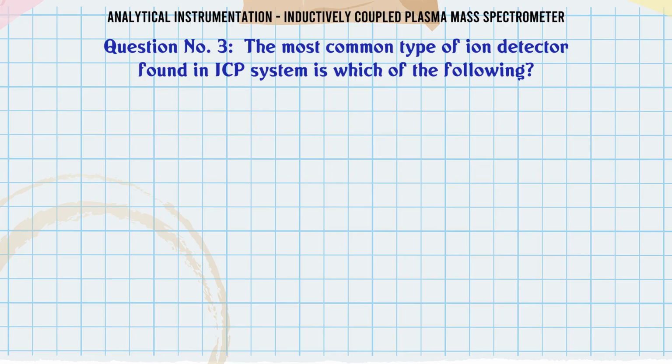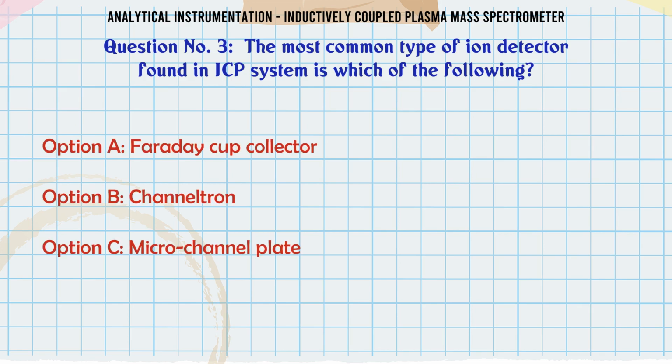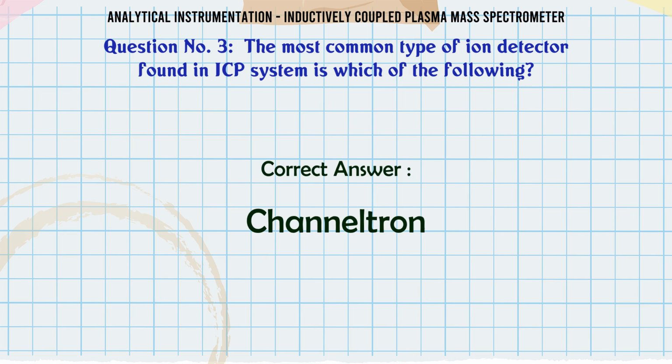The most common type of ion detector found in an ICP system is which of the following: A. Faraday cup collector, B. Channeltron, C. Microchannel plate, D. Flame ionization detector. The correct answer is Channeltron.